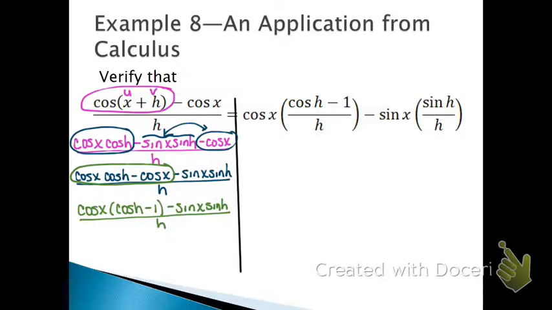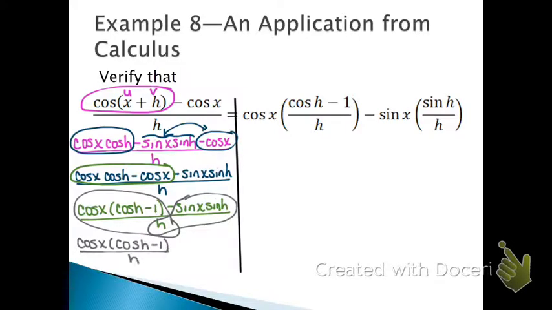Alright, because looking at what we need, I need cosine of something minus sine of something. So I need to separate the cosines and the sines. But because they have that common denominator down here, that h, the h is going to go with both of them. So I'm going to split it like this with the minus in the middle. So we get cosine of x times cosine of h minus 1 all over h minus sine of x sine of h all over h.